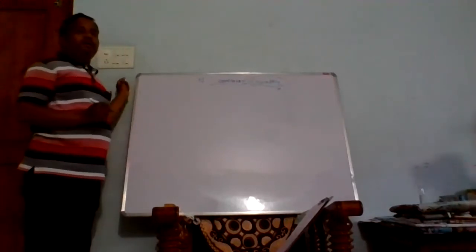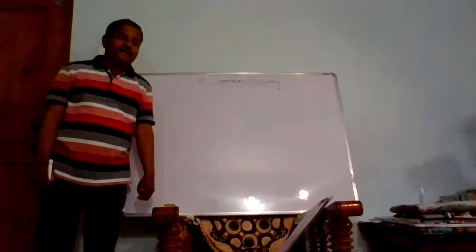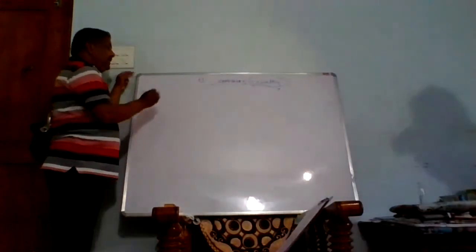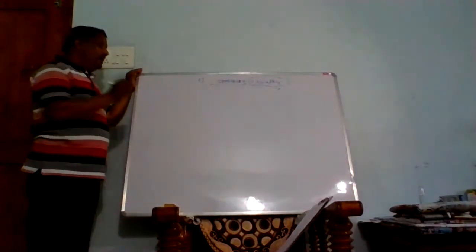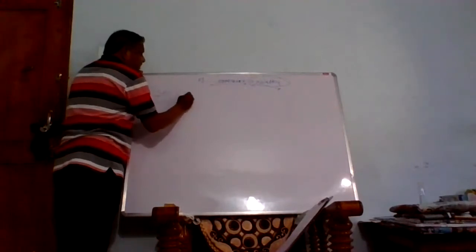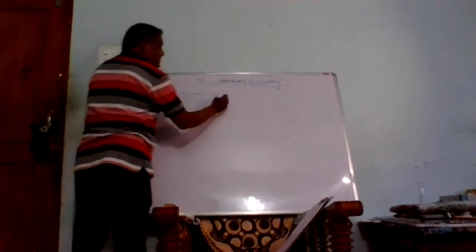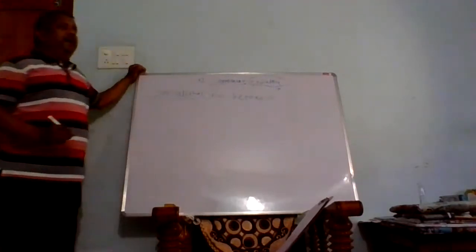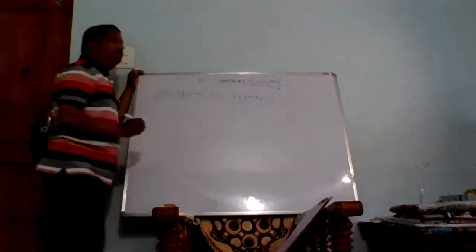Oppenauer oxidation is the reverse of MPV reduction. In this Oppenauer oxidation, the alcohol is converted to ketone. A secondary alcohol is converted to ketone by the action of aluminum tertiary butoxide, and this is known as the Oppenauer oxidation.